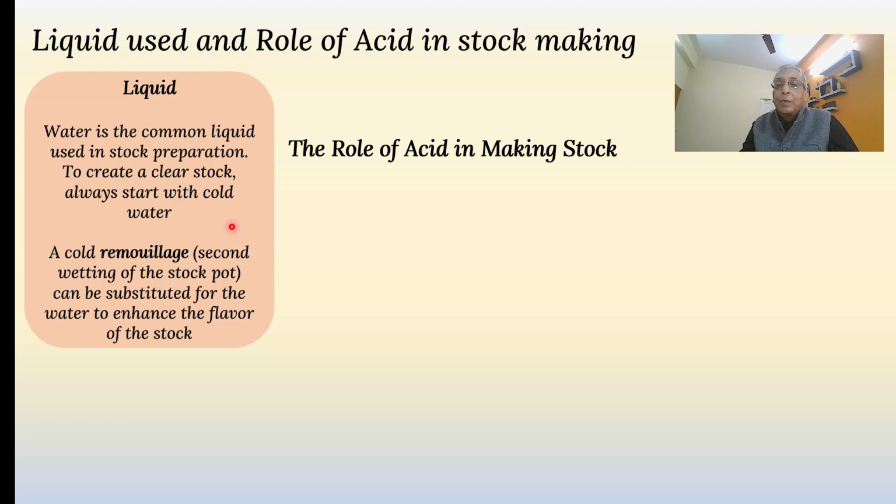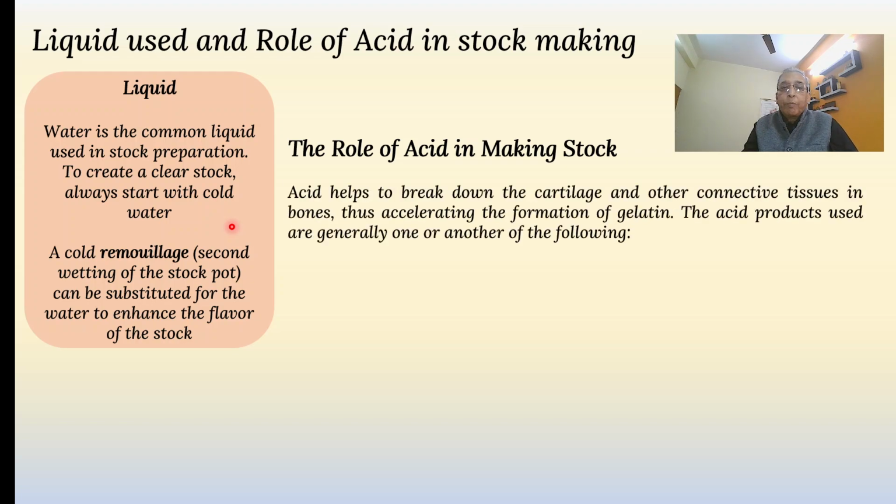And the role of acid in making stock. Acid helps to break down the cartilage and other connective tissues in bones, thus accelerating the formation of gelatin. Once the cartilage is broken, who helps? Acid. What happens then? Gelatin is formed. More gelatin in the stock means it becomes more concentrated, viscous, and gummy in nature. And strength wise, we can say it has more strength than plain stock.